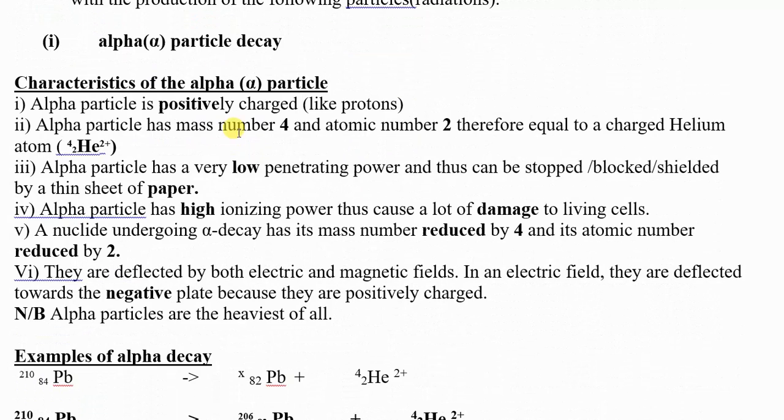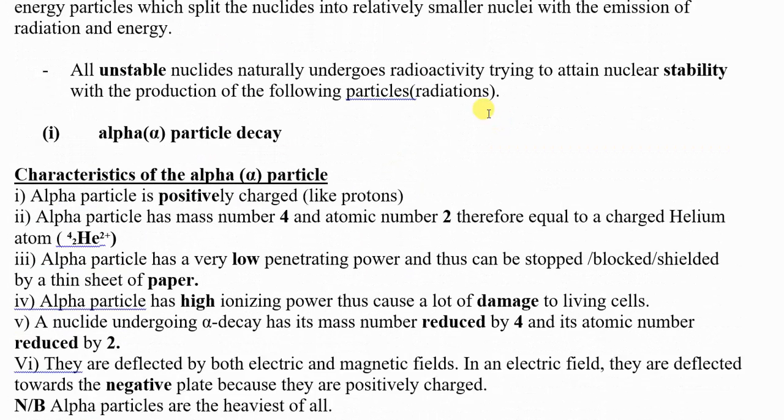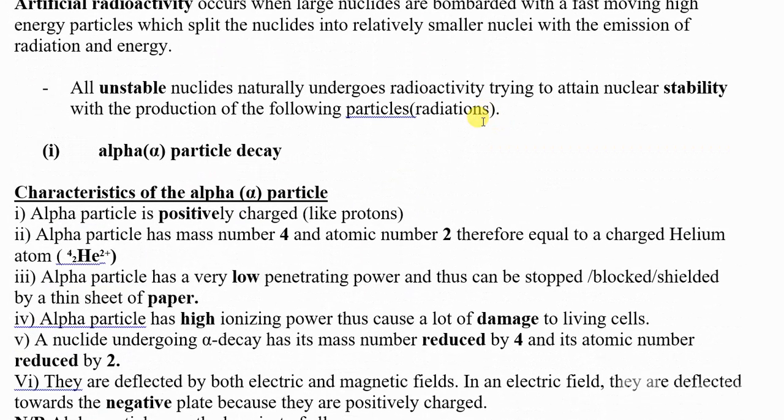Another thing that is very, very critical in this radioactivity topic is the particles that are emitted during disintegration. All unstable nuclides naturally undergo radioactivity, trying to attain nuclear stability with the production of the following particles or radiations. When they are undergoing radioactivity, they give out radiations, and the first radiation is the alpha particle, or alpha decay.